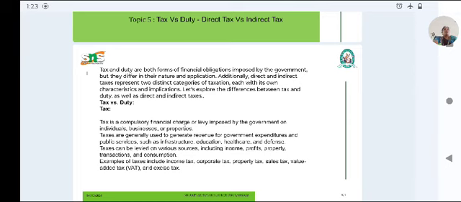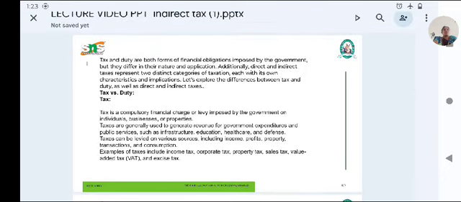Tax and duty are both forms of financial obligations imposed by the government, but they differ in their nature and applications. Additionally, direct and indirect taxes represent two distinct categories of taxation, each with its own characteristics and implications. Let's explore the difference between tax and duty as well as direct tax and indirect tax. First, we will explain tax versus duty.